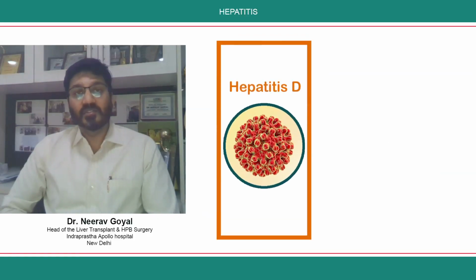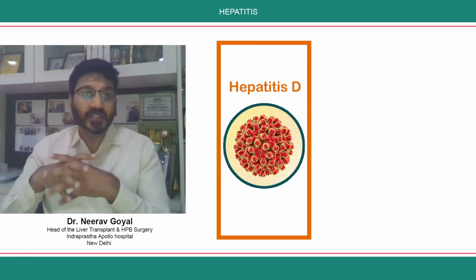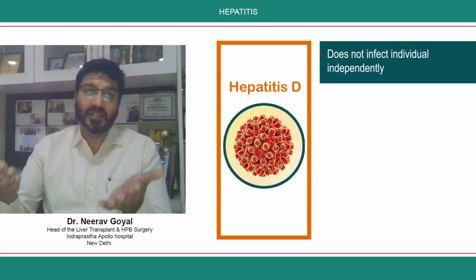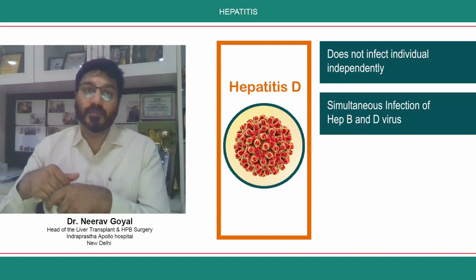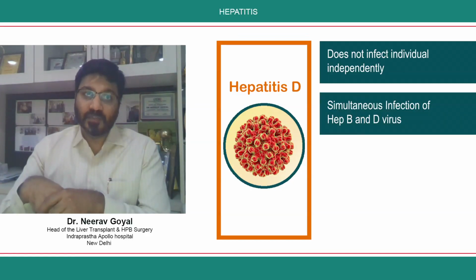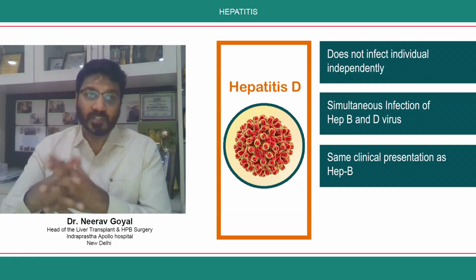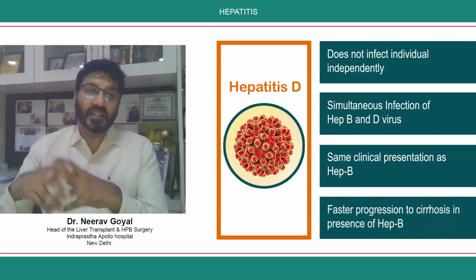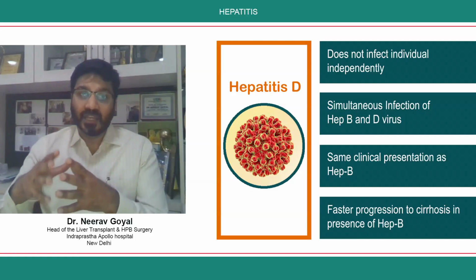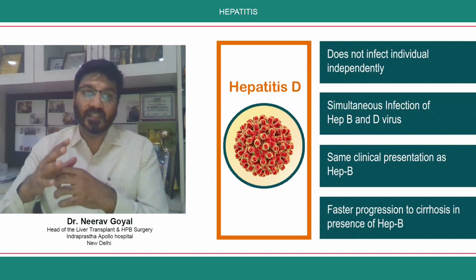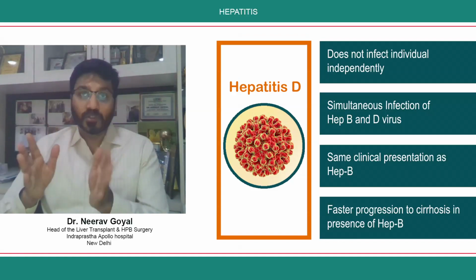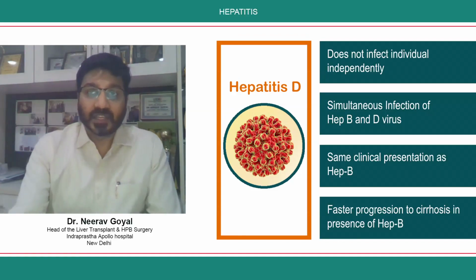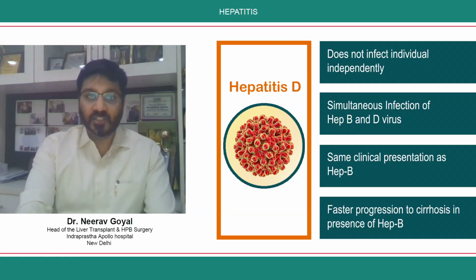Another virus which is seen, which is kind of a piggyback virus, is hepatitis D virus. And it does not infect an individual independently. Simultaneous introduction of hepatitis B and hepatitis D virus in a patient will result in the same clinical picture as acute infection with hepatitis B virus alone. The resulting acute hepatitis may be mild to severe. And in chronic hepatitis B virus and HDV disease, when both are present, it tends to progress more rapidly to cirrhosis than chronic hepatitis B viral infection alone.